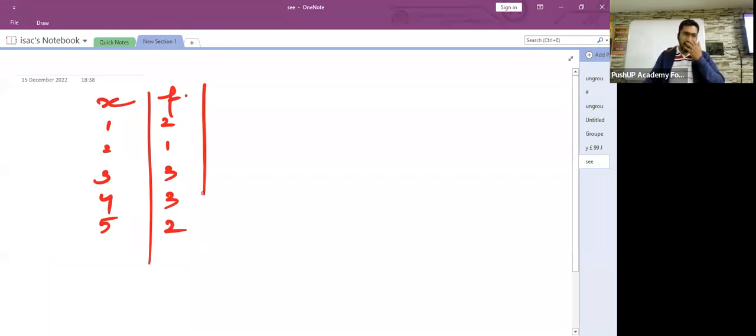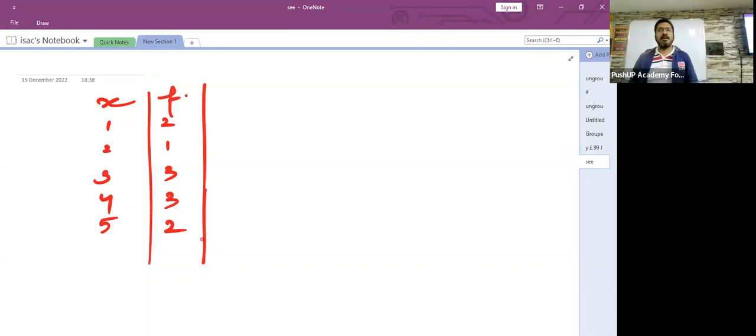Let me take a very simple table so that you can understand the concept well. This is the table given to you. Is it ungrouped? Yes, it is ungrouped. Is it tabulated data? Yes, it is tabulated data. I am asking you to find what is the median value.